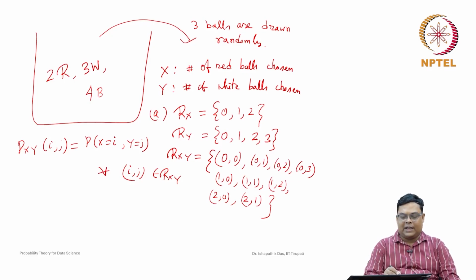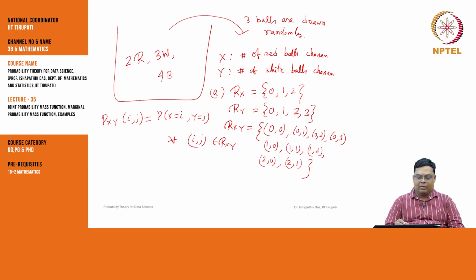I am not writing x_i, y_j, because here x_i is equal to i, y_j is equal to j. So, for simplicity, let us write X equal to i, Y equal to j. Now we will find the probability one by one. Suppose we consider this element, that means we want to find p_XY(0, 0). This is nothing but the probability that X is equal to 0, Y is equal to 0.